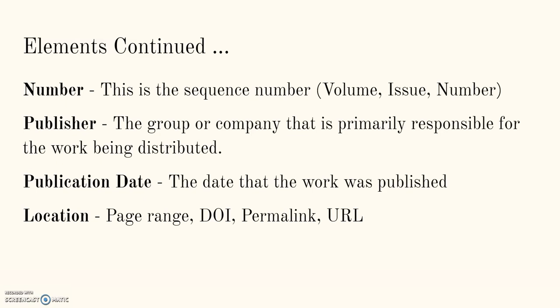Say this is a journal article that you found online in EBSCOhost or one of those other search engines. You're going to be using a DOI, permalink, or URL in place of the location because that is how you got to it, unless you also have the original page range available.